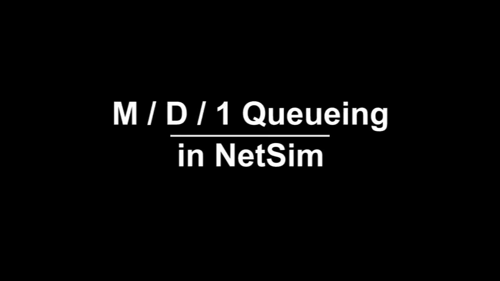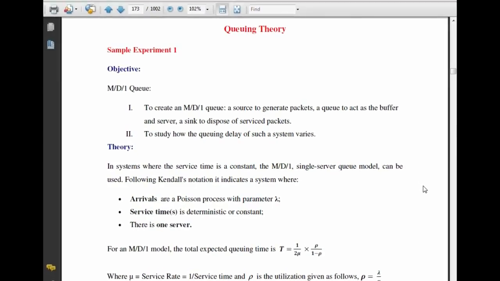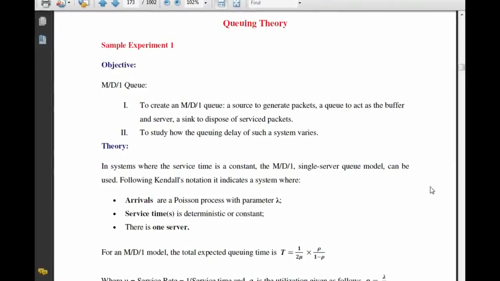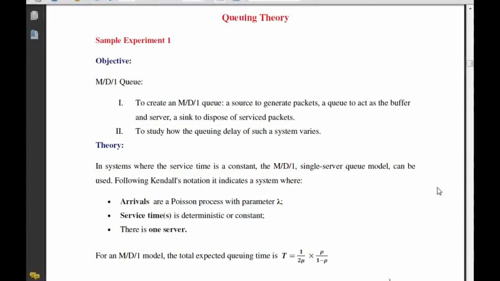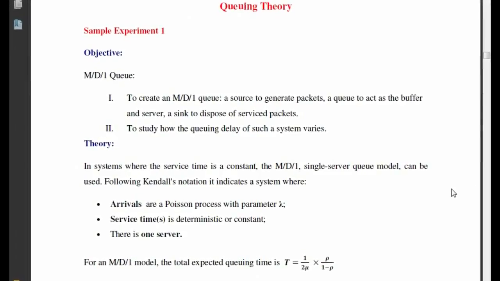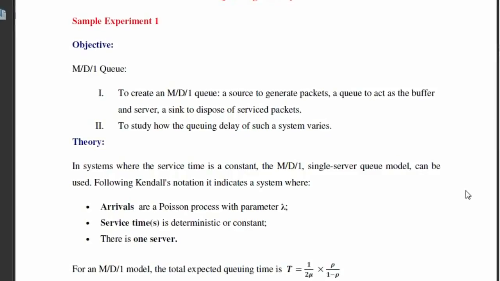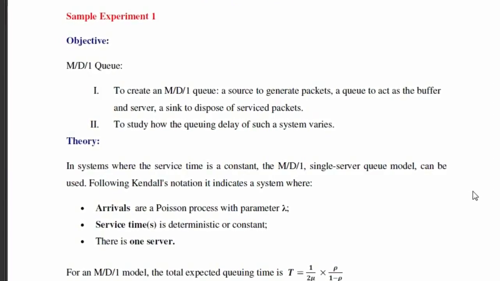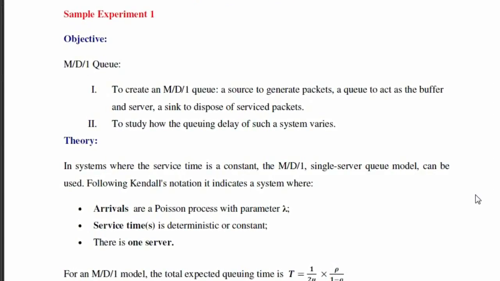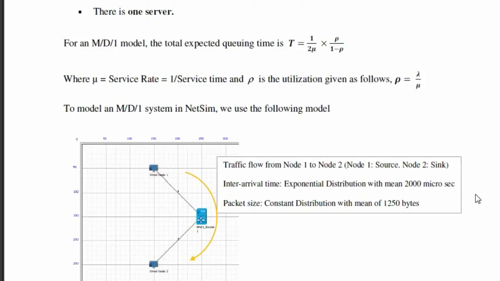Hi, in this video we will show you how to model and simulate an MD1 queue in NetSim. Following Kendall's notation, an MD1 queuing model represents a system where arrivals are a Poisson process with arrival rate of lambda arrivals per second. Service time is deterministic, or in other words a constant value equal to mu, and the system has one server. Let us start by creating a scenario to model the MD1 queuing network.